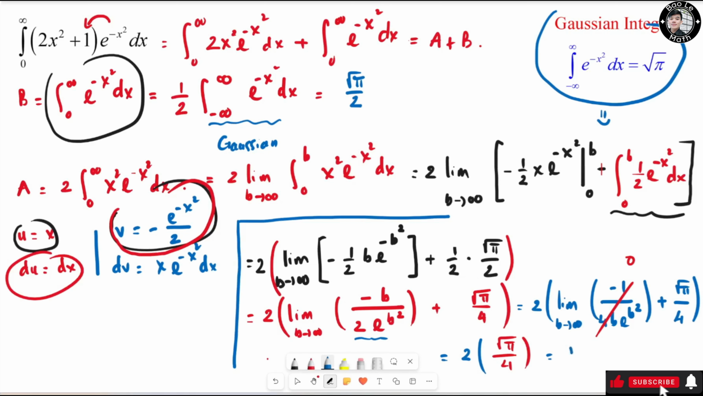And this one is root pi over 2. Now we're going to add these two up, so the answer must be root pi. That is the final answer.